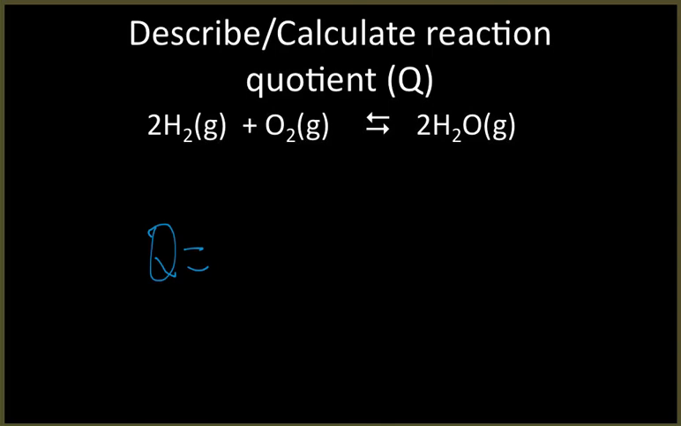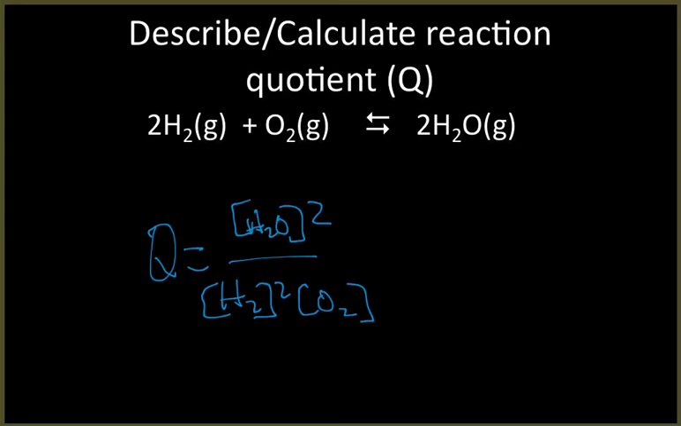When you set up a Q, it's the exact same as setting up an equilibrium, or a K, so you still take products over reactants. I would still take H2O raised to the second over H2 raised to the second times O2, but the values I would use if I was calculating a Q would be initial values or some values that are not at equilibrium. The K is set up the same way, except the K is solved with equilibrium values.